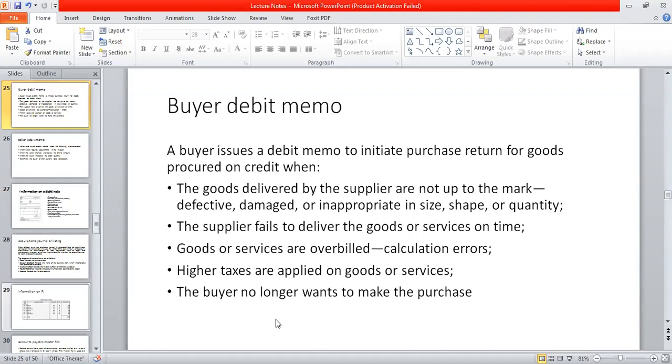maybe there were some delays in the delivery of the goods, and maybe the buyer no longer has the use for the goods and there's need for return, the buyer can issue a debit note accompanying the goods returned.